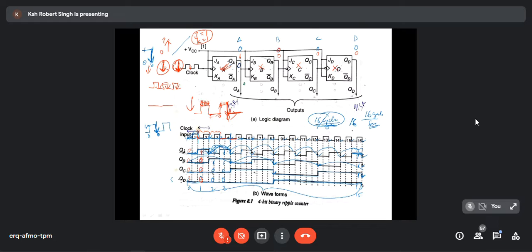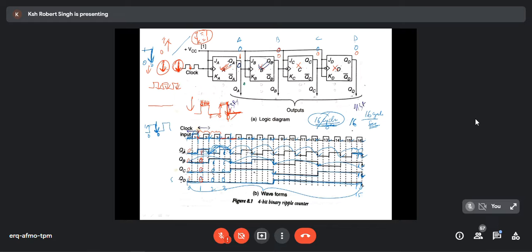Is it okay? Yes, sir. 1 to 0 means negative edge, from high to low, it is going down. So at that point, what is J? What is K? Obviously, JK is 1, 1. Oh, negative edge. Okay, then will QB be alive or dead? Alive. It will become alive.